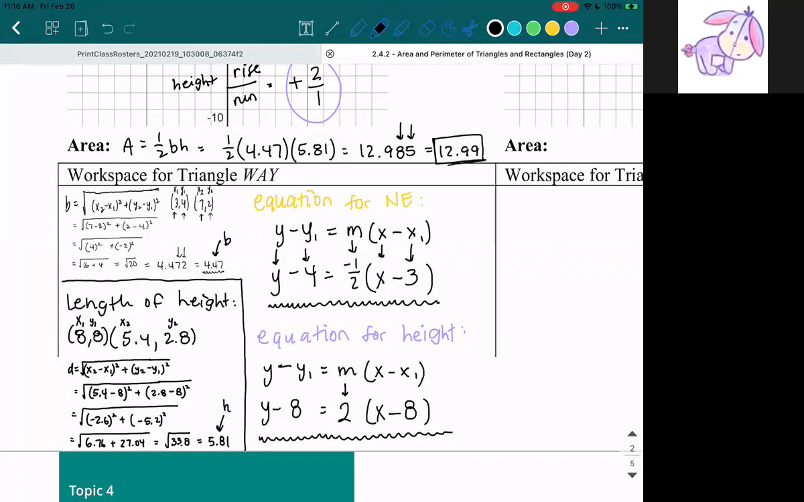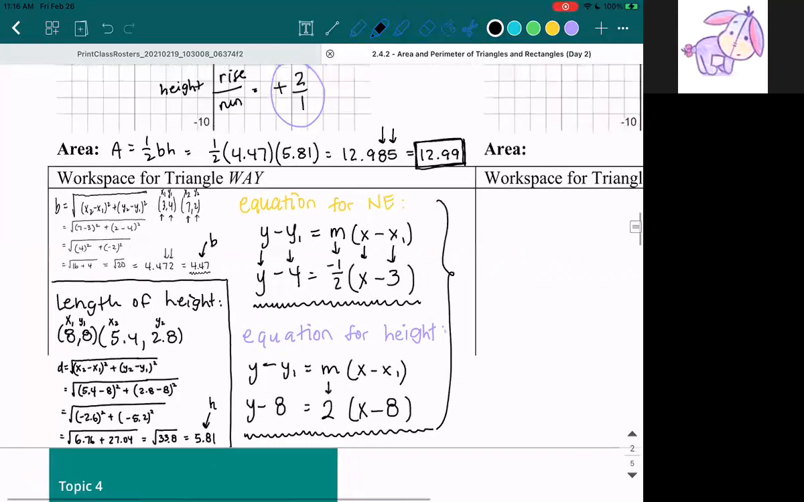So yes, that was a very lengthy problem. I apologize for how long it can be, but our final answer for the area was 12.99. The concept of calculating the area is still the same. The extra steps simply came from having to calculate the actual intersection point so that we can calculate the height. So I know this was a harder process. There's more steps, but conceptually it is the same thing. So let's take a look at the next one and we'll do it together.